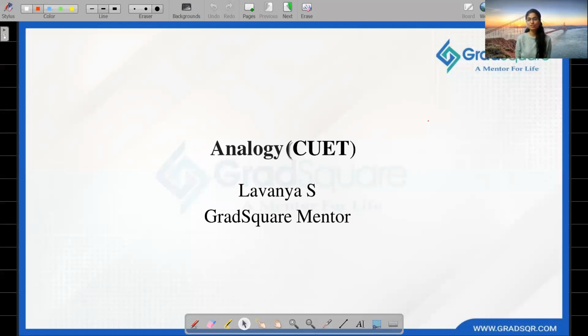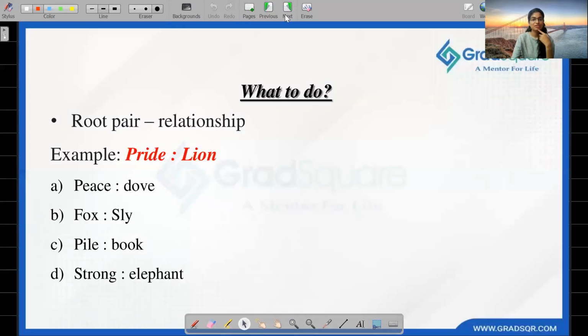So today we are going to be talking about analogies. Analogies are a type of figurative language that compares two things to show how they are similar to each other. So without any further ado, let's get the session started. Okay, so the first thing that we have to do is to find the root pair.